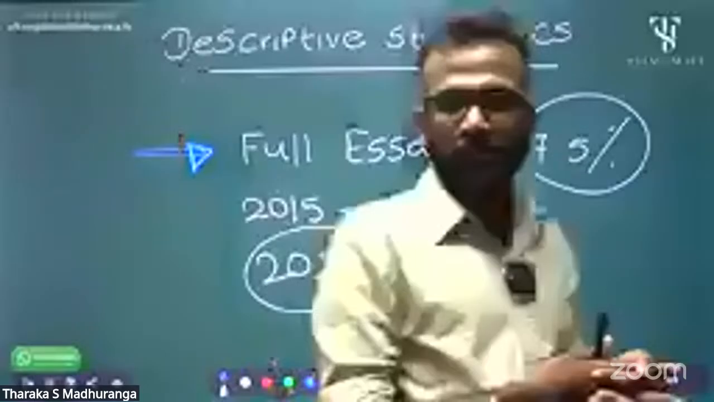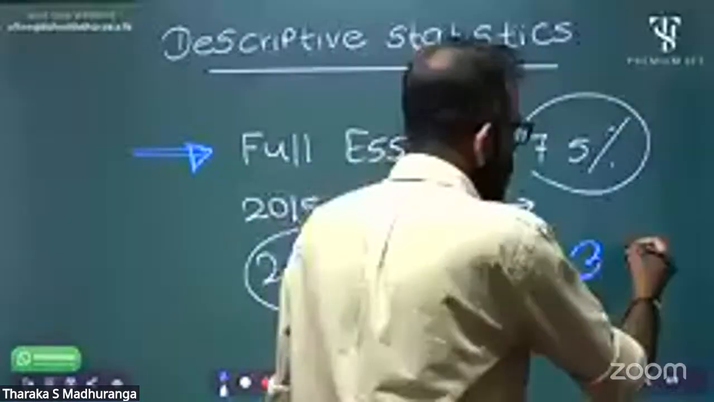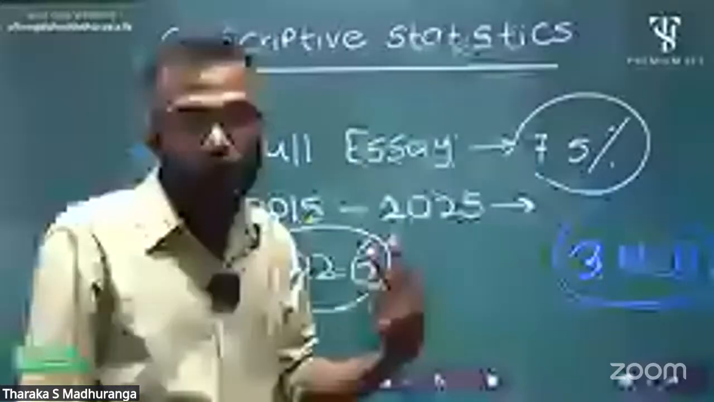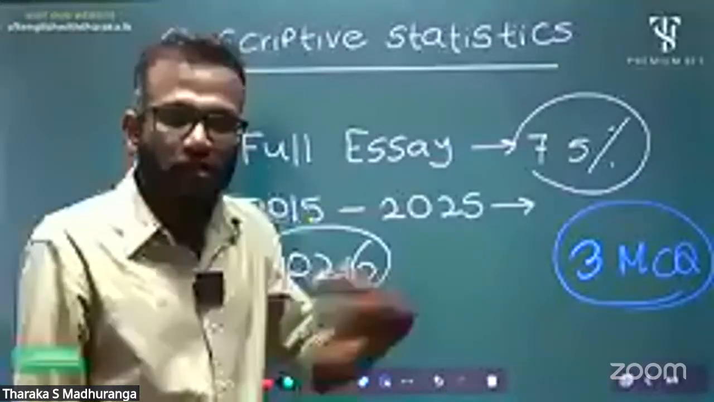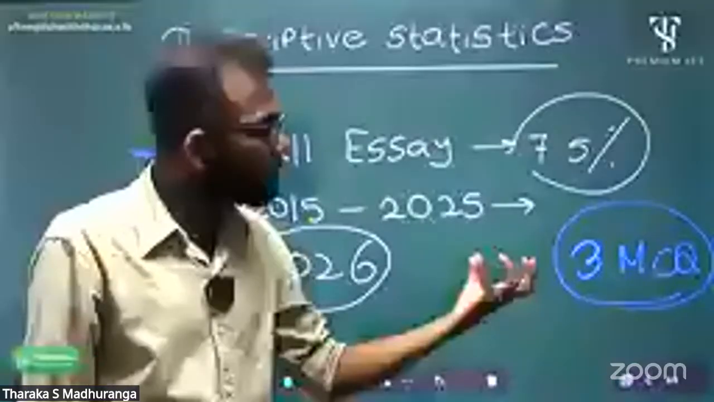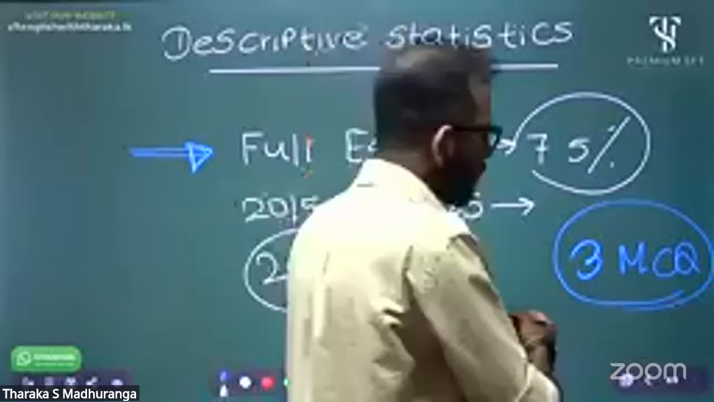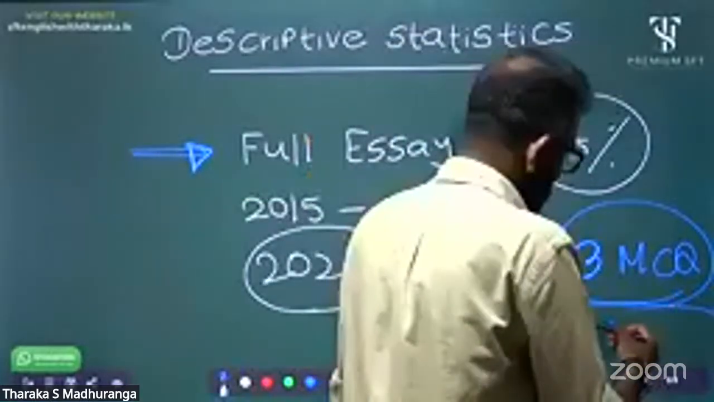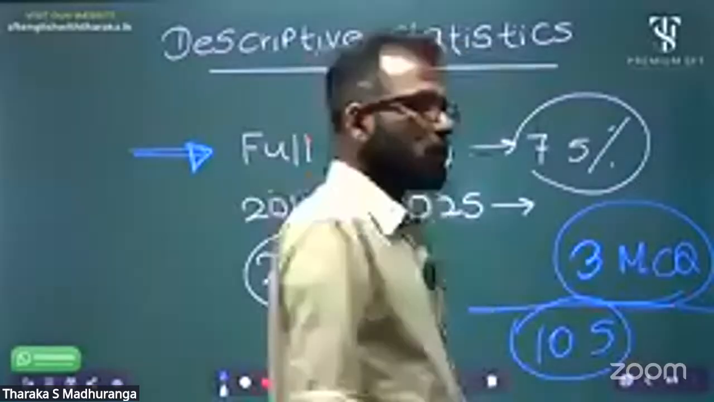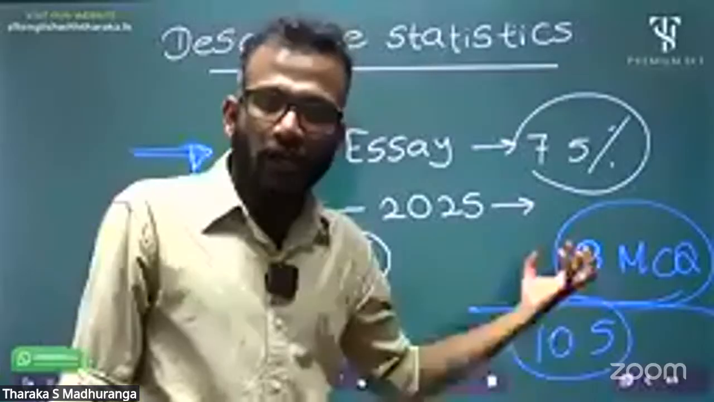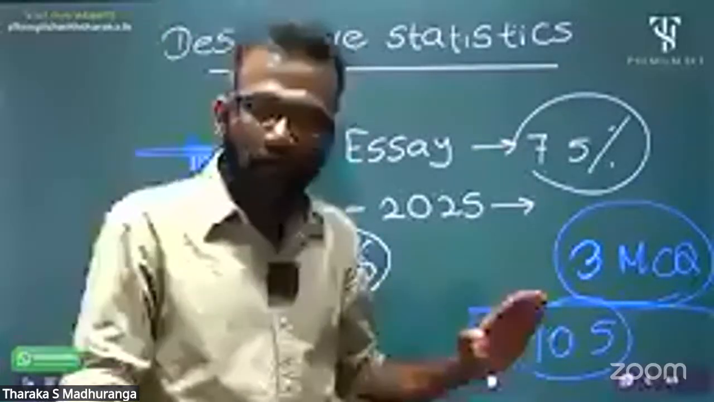Other thing, you have another three MCQ questions in the statistics lesson. They are very simple questions, but you have the same problem. You have only 2 minutes for one MCQ question. You should have proper practice to complete this. Now 7.5 plus 3, it is 10.5 marks in the exam. This lesson is a main lesson in your syllabus. 10.5 marks you can collect if you follow this A to Z. This is the statistics lesson.